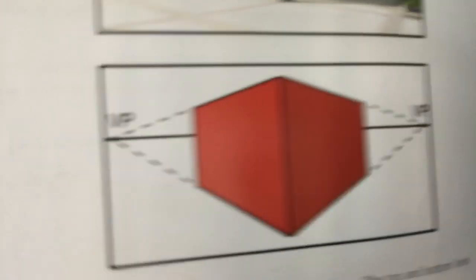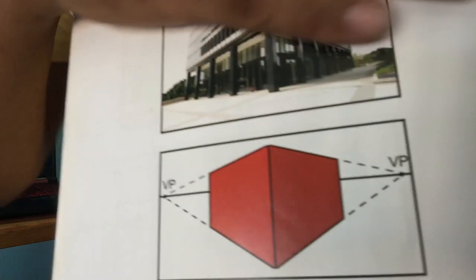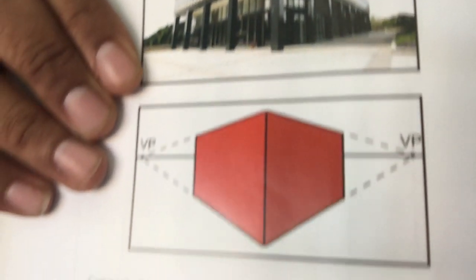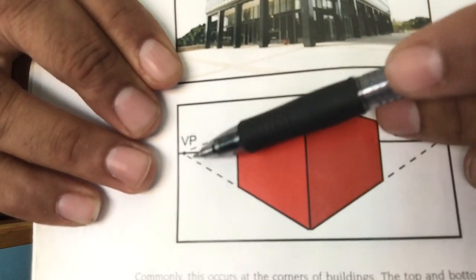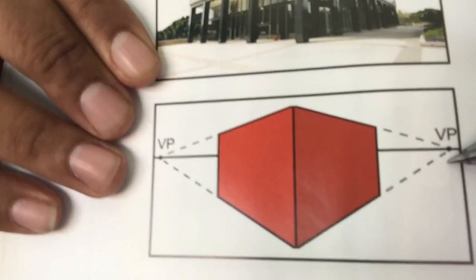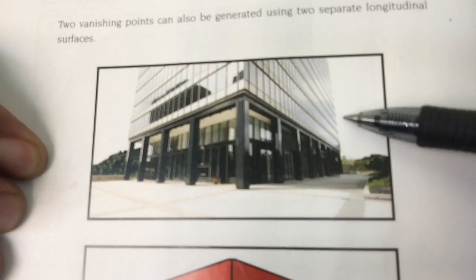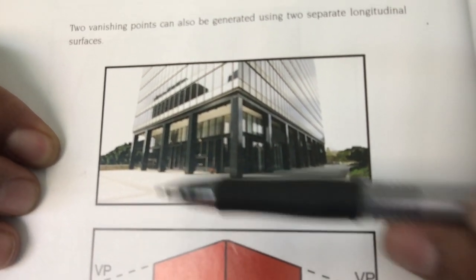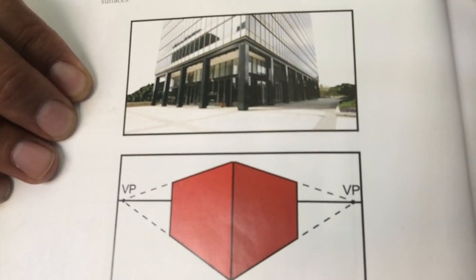Here's another example of two-point perspective. Okay, and this time the vanishing points are off to the side. Here, you have one here, and you have another one here. Two vanishing points. And here's a real-world application of that theory. You have a vanishing point here somewhere, and another one over here somewhere off screen, off camera. Two-point perspective.